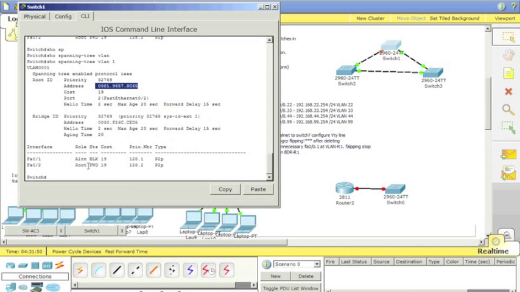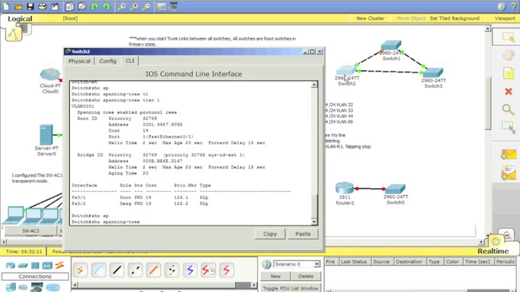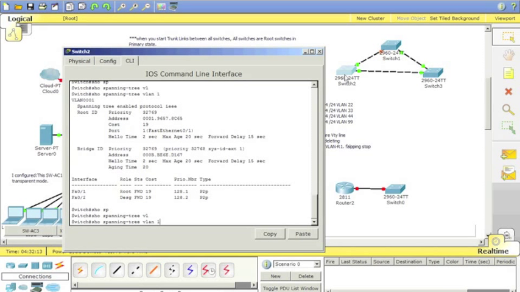So obviously this switch doesn't have a designated port. It only has a root port. Root ports face the designated port. Root port faces the root bridge. So who is the root bridge in these three switches? Let's find out. Show spanning tree VLAN 1. Why I type VLAN 1 is because VLAN 1 is a management VLAN.